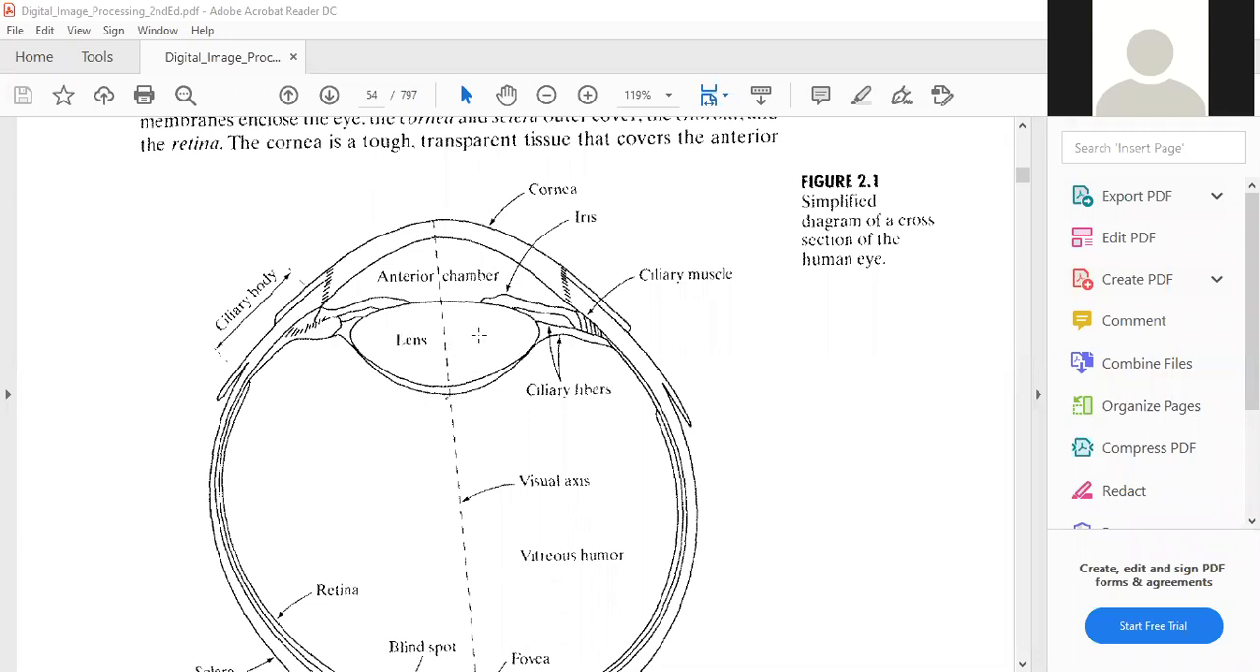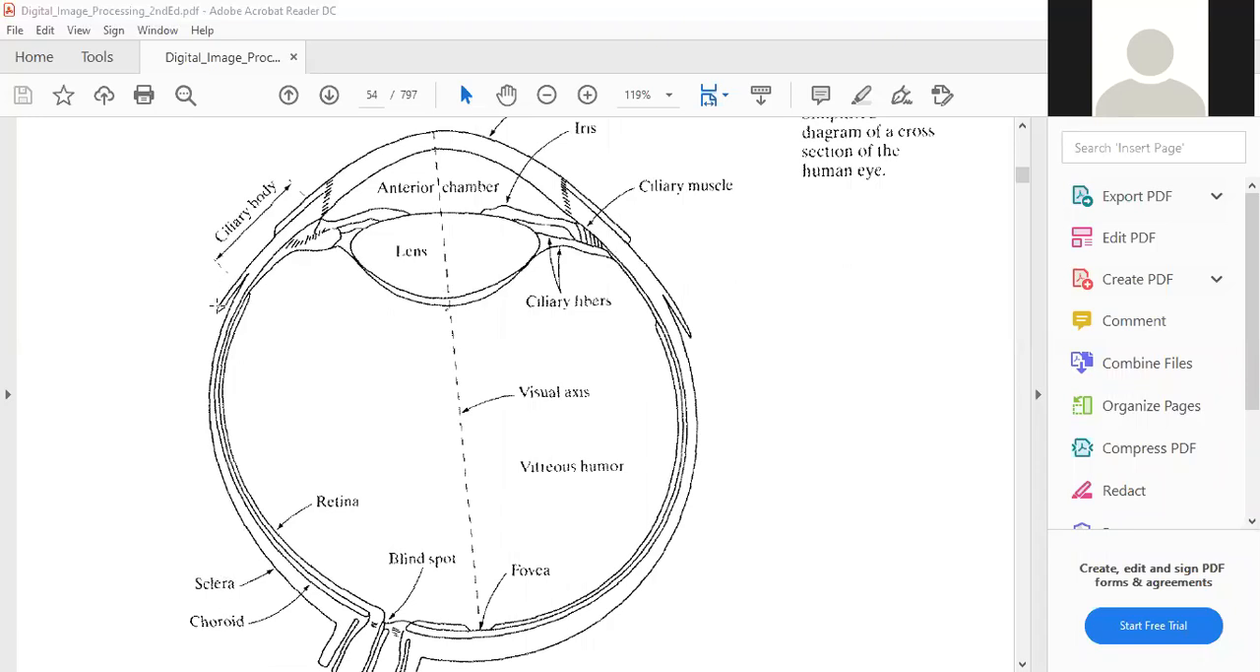Okay, what are lenses? Lenses are concentric layers of membranes. Those membranes are made up of 60 to 70% water, 6% fat, and more protein than any other tissue in the human eye. The cornea and lens are transparent membranes, whereas the sclera is an opaque membrane which won't allow any light upon it.